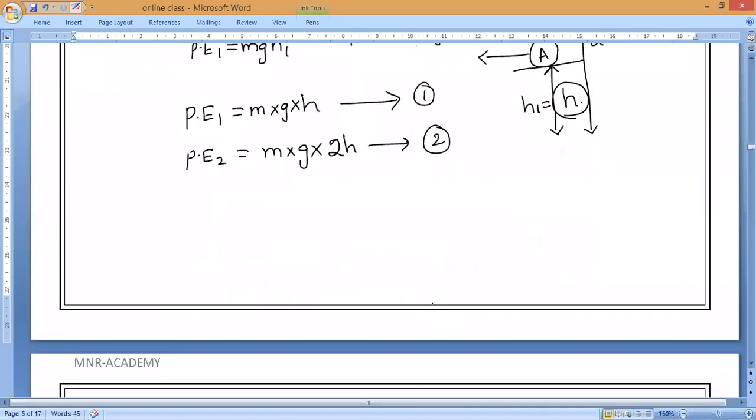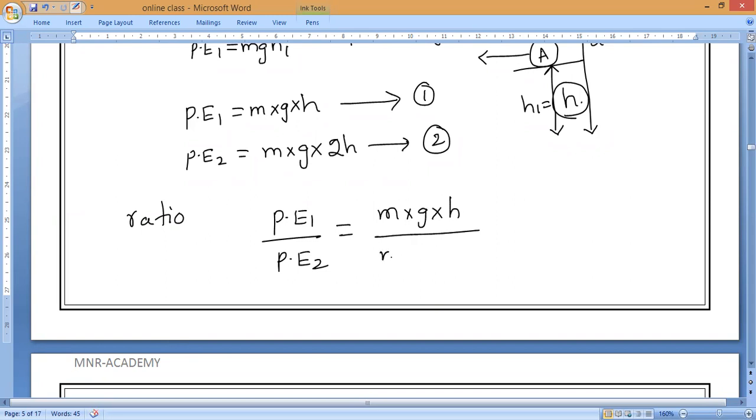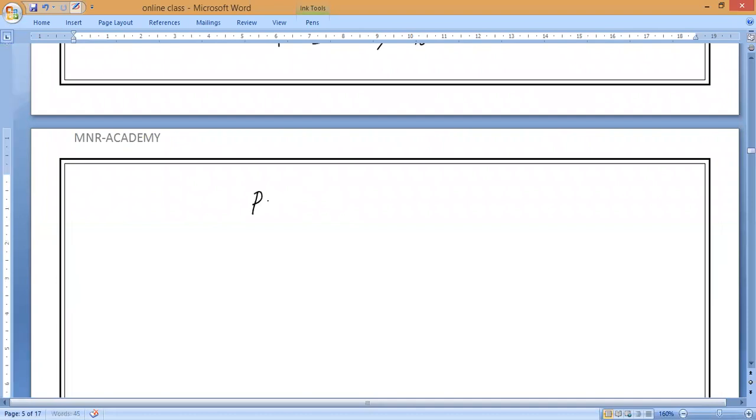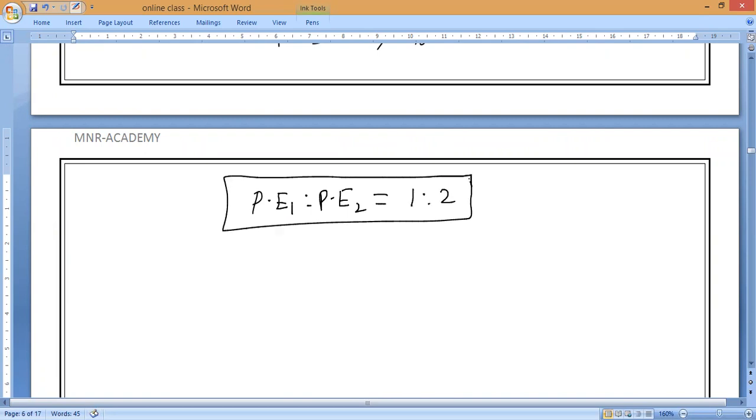Now they are asking what? Ratio. What do you mean by ratio? They have not mentioned anything, so we take P1 divided by P2. Understand ratio. P1 is M into G into H, divided by P2, which is what, guys? M into G into 2H. Now M gets cancelled, G gets cancelled, H gets cancelled, which equals what? 1 by 2. So the ratio P1 is to P2 equals what, guys? 1:2. That is what you have to write. Everybody solve it.